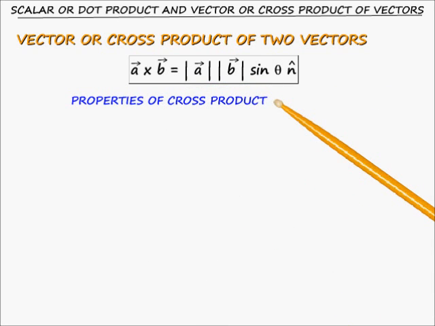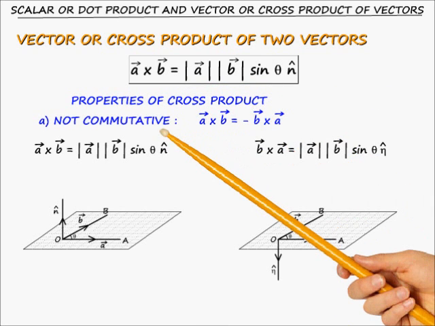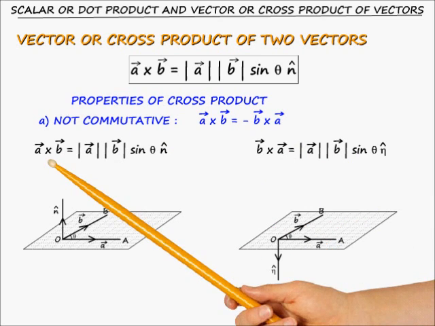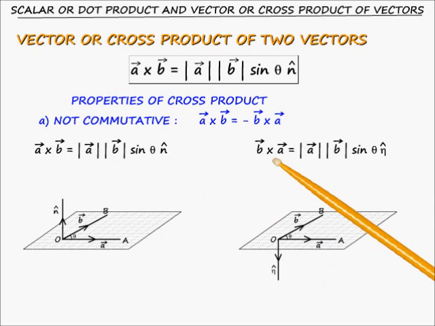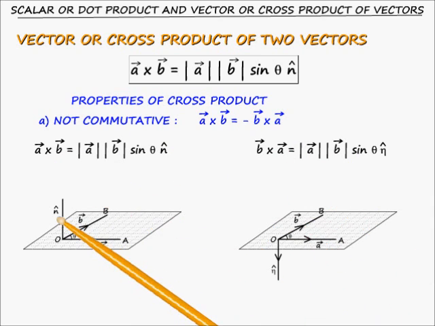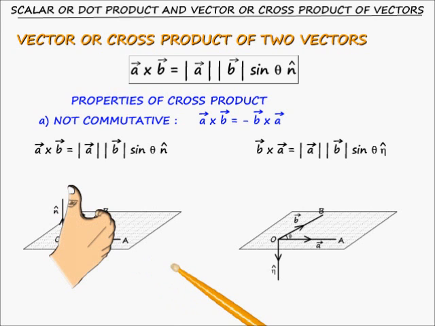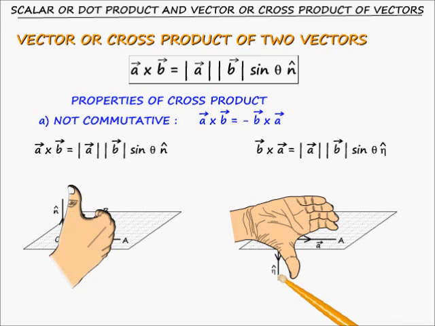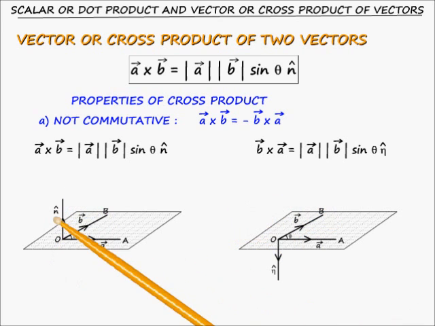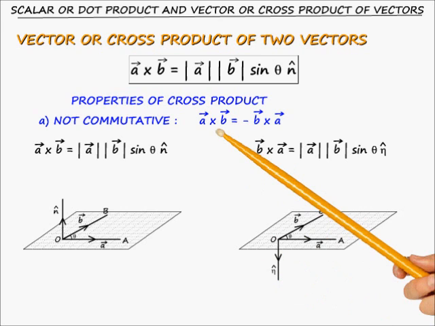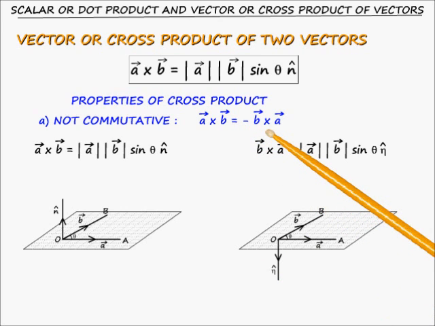Properties of cross product. It is not commutative. A cross B is not equal to B cross A because here A, B and unit vector n form a right-handed system, and here B, A and unit vector eta form a right-handed system. Clearly n and eta are unlike parallel vectors having exactly opposite directions. Thus A cross B is equal to minus B cross A.